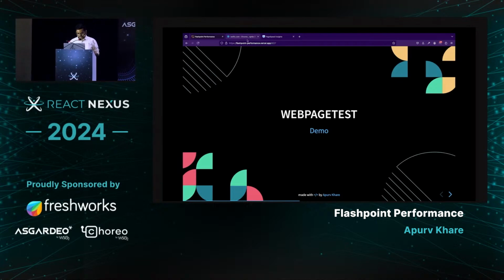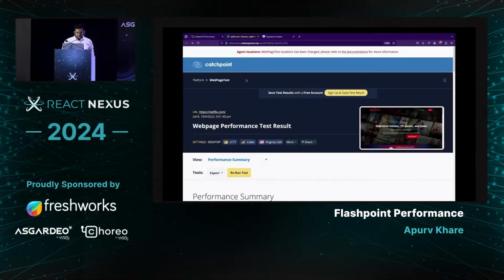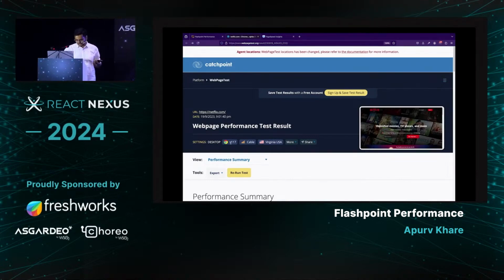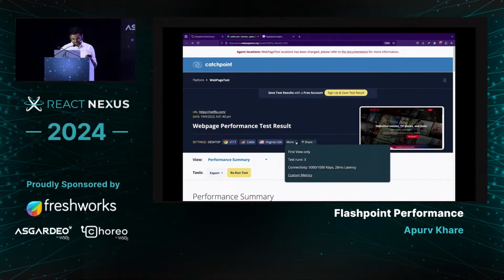Web page test demo. I already opened it here. I took this test on 19th of September 2023 on netflix.com. The environment conditions are Chrome version, cable. I can even show you what kbps and latency it is, how many test runs, from which region, and first view only. So these are the criteria that I had given.